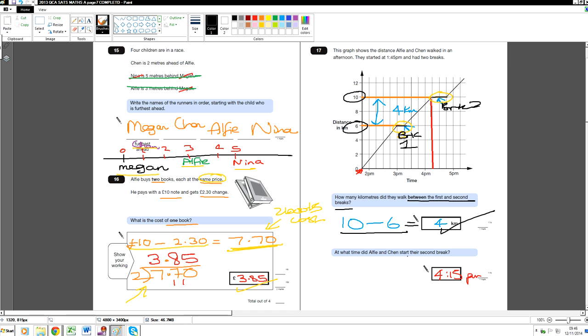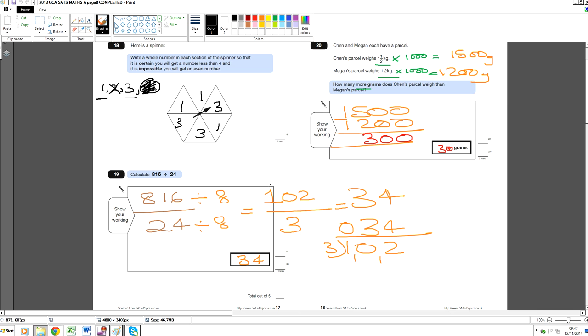At what time did Alfie and Shen start their second break? So what I've done here, I've dropped a line straight down from the beginning of the second break. The beginning of second break was this flat part here. So straight down, sorry about my line not being quite straight. But it dropped down to 4 and 1 box across, 1 bar. So we have 1 hour here, been divided into 1, 2, 3, 4 parts. So each part was 15 minutes. So it's 4 add 15 minutes, that's 4:15 p.m. And that's the end of that one. Question 18, here is a spinner.